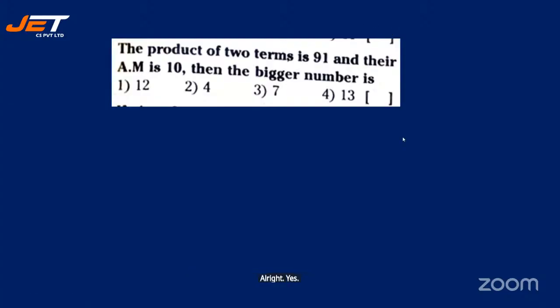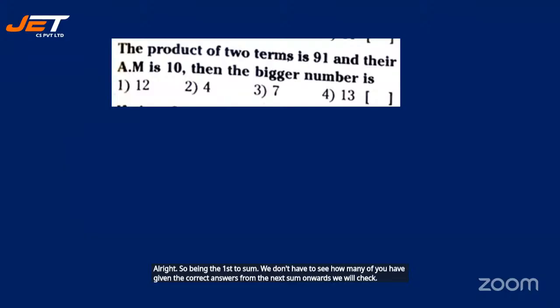Now here goes the first sum. The product of two terms is 91 and their arithmetic mean is 10. Then the bigger number is dash. All right, so being the first sum, we don't have to see how many of you have given the correct answers. From the next sum onwards, we will check. The product of two terms is 91 and their arithmetic mean is 10. Then the bigger number is dash.